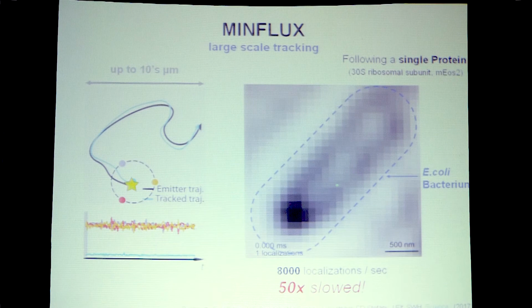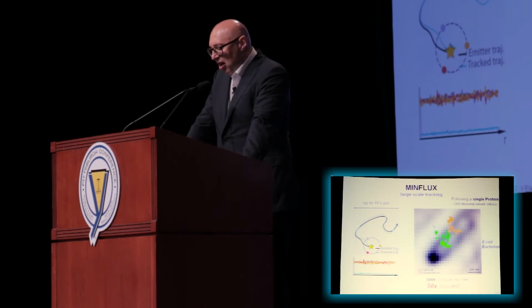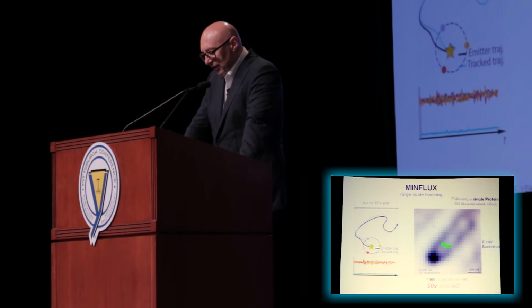Now, this has led to demonstrations that one can track molecules much faster than is usually done with cameras. So this is a protein, a ribosomal subunit labeled with MS-EOS-2, which is typically used in the single molecule localization techniques. And then we get about 8,000 localizations per second with a precision of about, in this case, 40 nanometers in a living E. coli. And so there's a substantially higher speed. So you can be 100 times, 200 times faster than what is usually done.